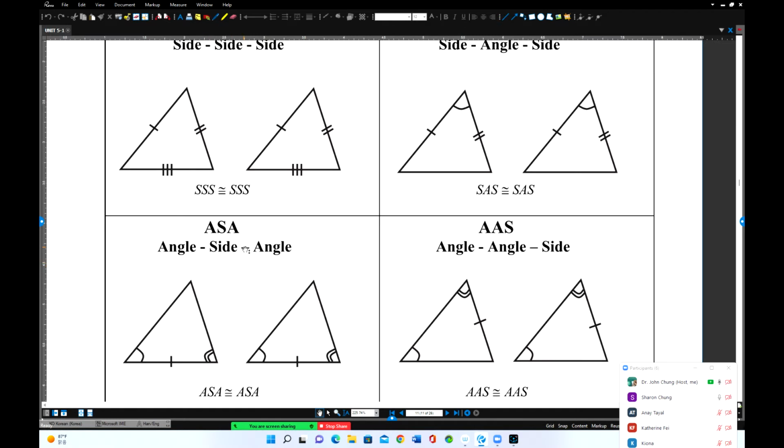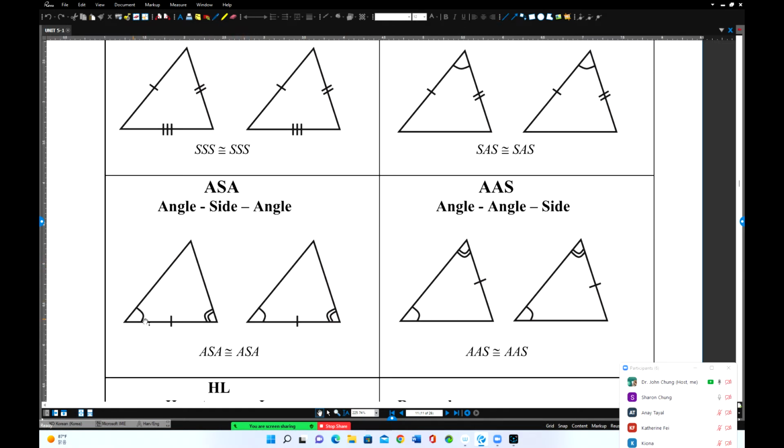Angle side angle. The side is between the two endpoints, and we have 2 angles. These 2 corresponding angles are equal, and this side is equal. Still, the triangles are congruent. You have to memorize this.